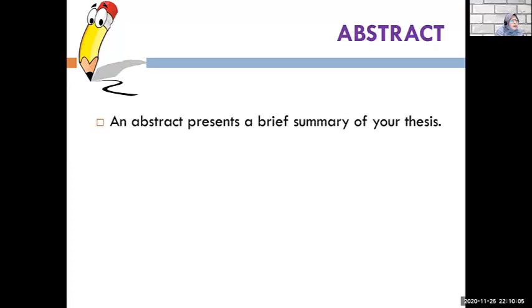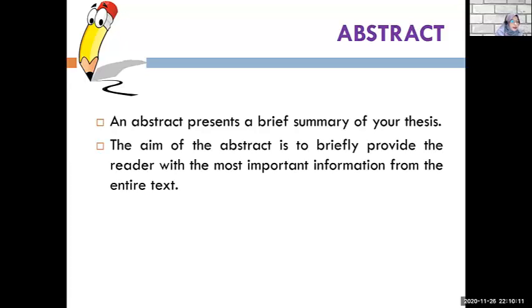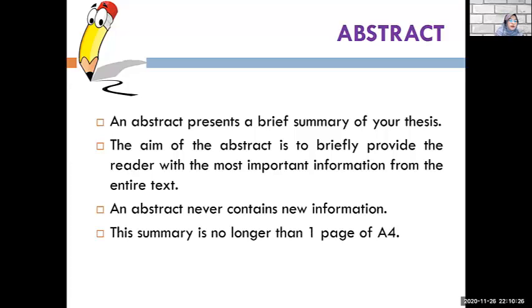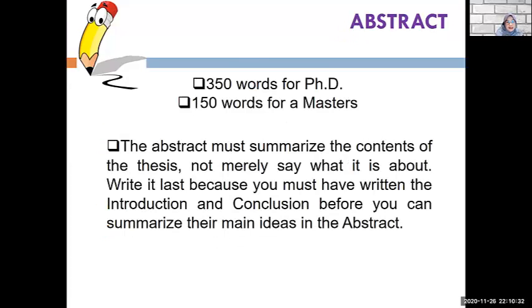So what is an abstract? An abstract presents a brief summary of your thesis. The aim of the abstract is to briefly provide the reader with the most important information about the entire text. An abstract never contains new information. This summary is no longer than one page of A4 paper. For a PhD thesis, usually we write about 350 words. For a master thesis, usually it's about 150 words, but make sure not less than 100 words.